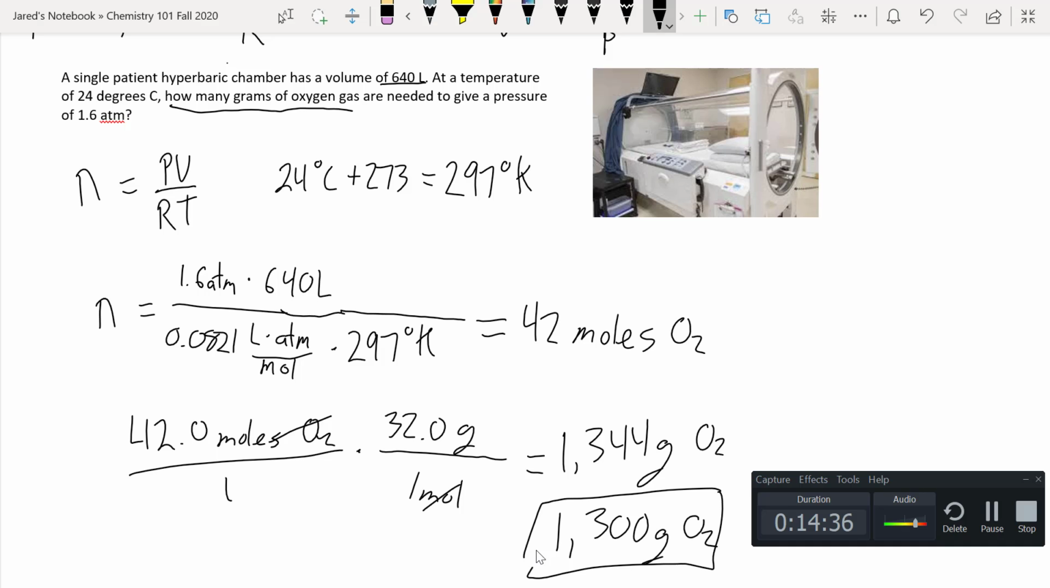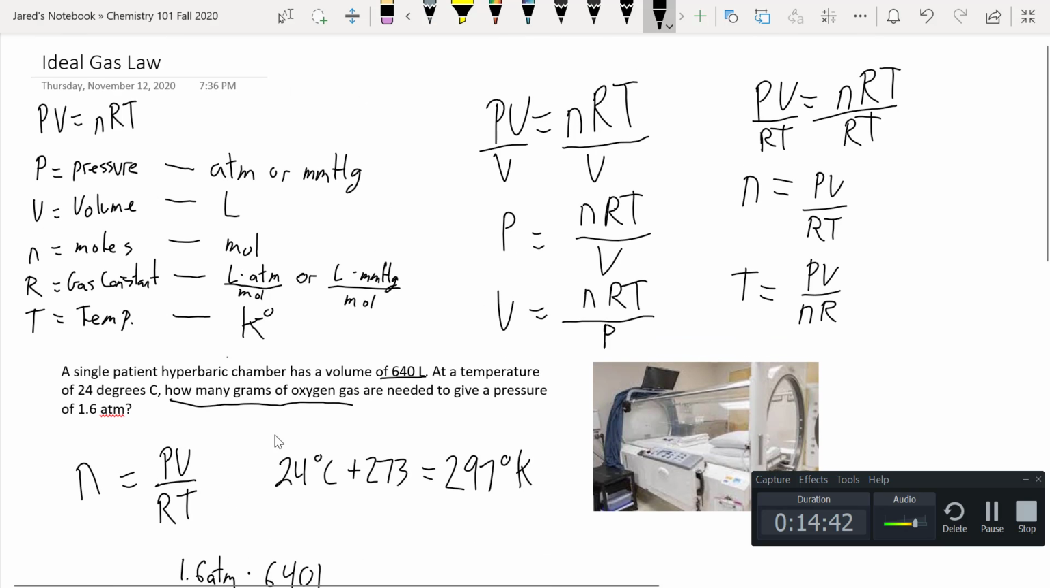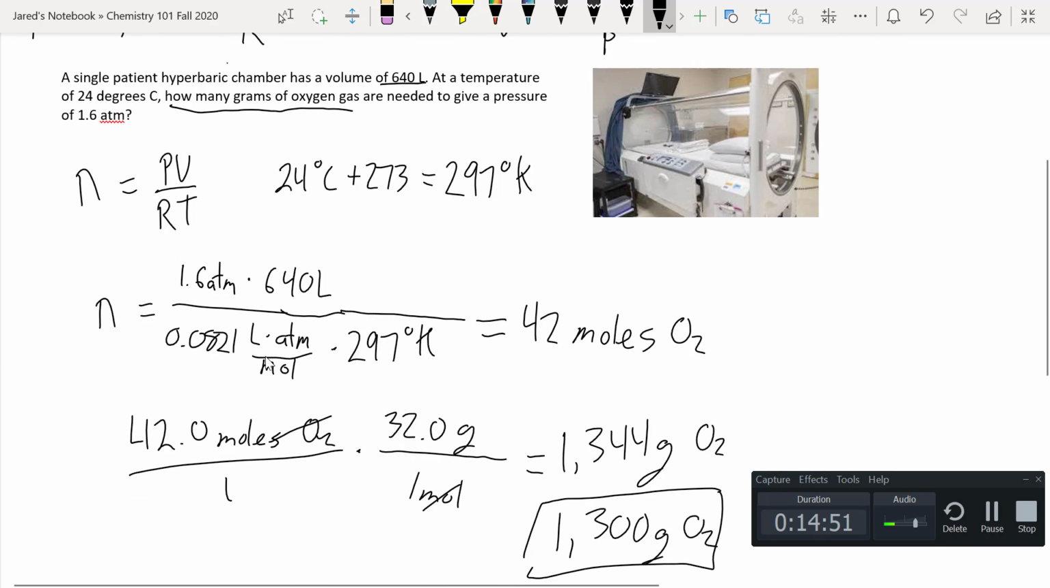And so I hope that this tutorial was a little bit helpful in showing you how to use the ideal gas law to solve for different variables, and then how to use those different equations to be able to solve problems that are given to you.